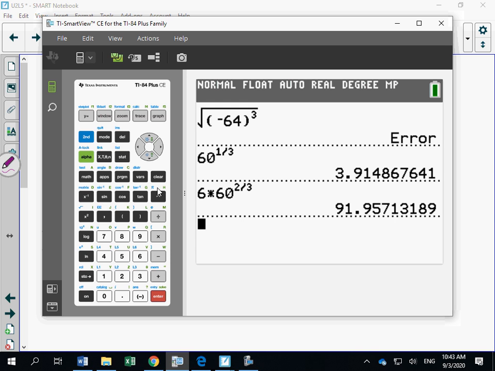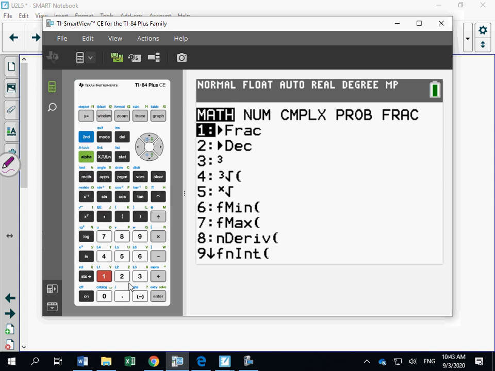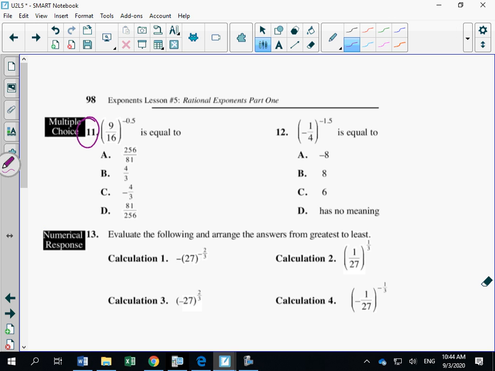How would you enter that? So let's clear this. Open bracket, 9 divided by 16. Close that bracket, to the power of negative 0.5. Math, 1, fraction, and we get 4/3 as an answer. So we know that the answer is going to be B. But let's say this was a long answer question and it's worth 3 or 4 marks. They want you to show your steps for how you would get this.